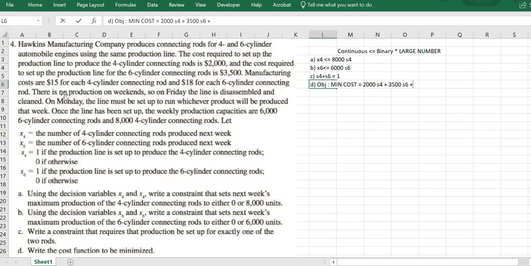And then we have a variable cost. For each 4-cylinder rod, we have to pay $15, so 15 times X4, where X4 is the number of rods we're producing. That gives us the variable cost, plus 18 times X6, the amount of production of 6-cylinder connecting rods. That gives us the objective function.